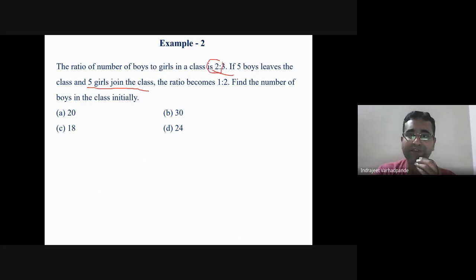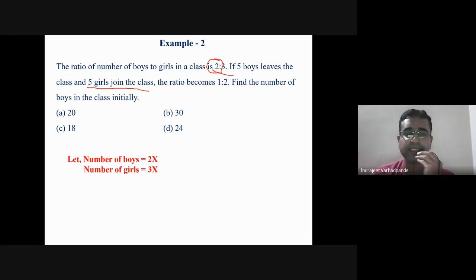What was the factor to be taken for boys? 2. What is the factor for the girls to be taken? It's 3. So accordingly, whenever there is an unknown factor, to simplify the ratio, take the common multiple as x. We do not know what that multiple exactly is, so I consider the common multiple as x. So let the number of boys be 2x, let the number of girls be 3x.